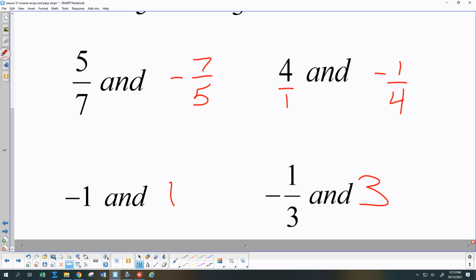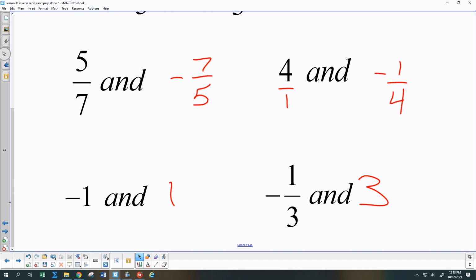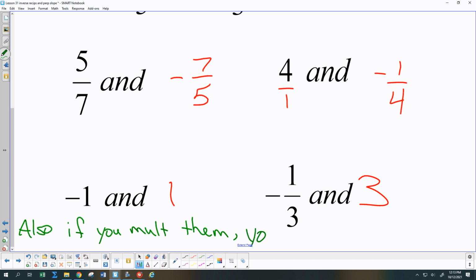Now I want to point out one other thing for you. Also, if you multiply a number and its negative reciprocal, what do you get? What do you get if you multiply 5/7 times negative 7/5? What do you get if you multiply 4 and negative 1/4, everybody? So just another way you can think about those inverse reciprocals.